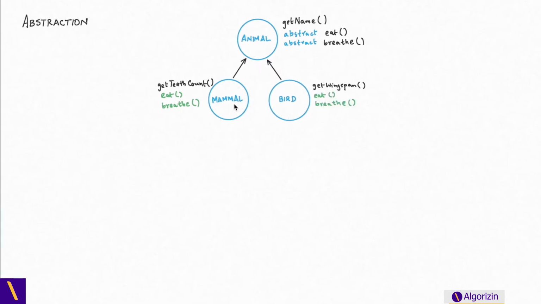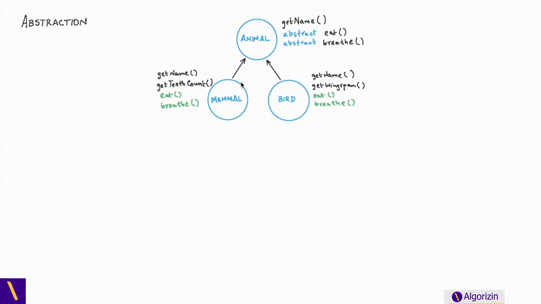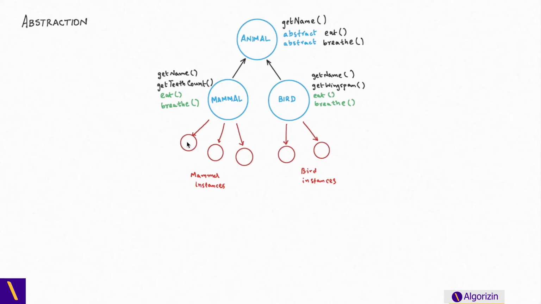Keep in mind that both the mammal class and the bird class have the getName method, because when you inherit from a parent class, you also inherit their methods in addition to their attributes. And now both mammal and bird are concrete classes, which means that we can create objects from these classes. We cannot create objects directly from the animal class because animal is an abstract class.